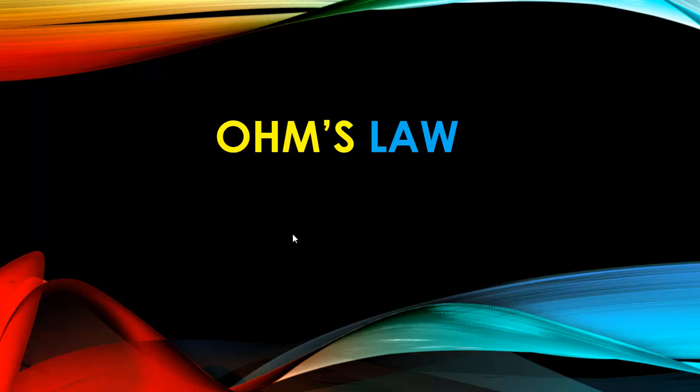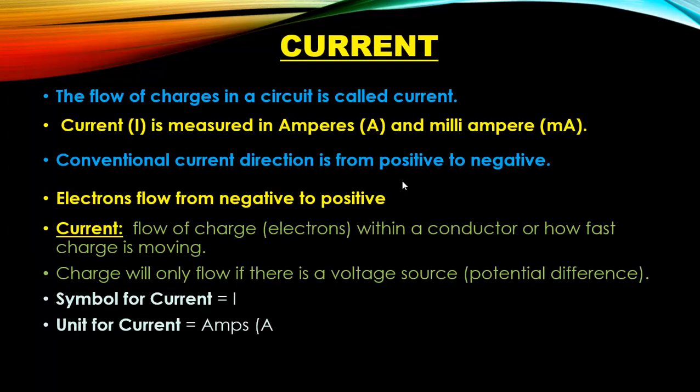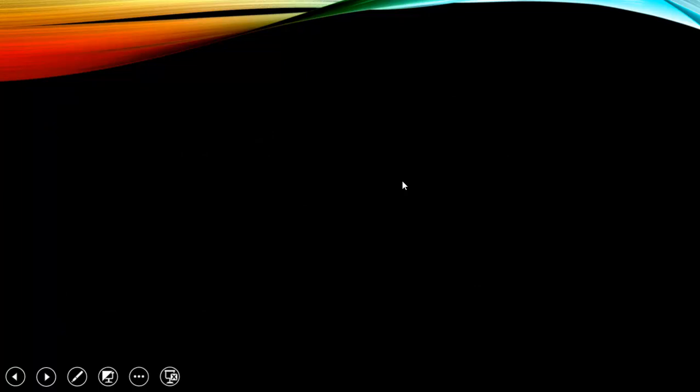Okay, so let's start. To understand the meaning of electric current, we must study the structure of the atom. We know that the atom consists of a nucleus. The nucleus is considered the center of the atom, which contains two particles.